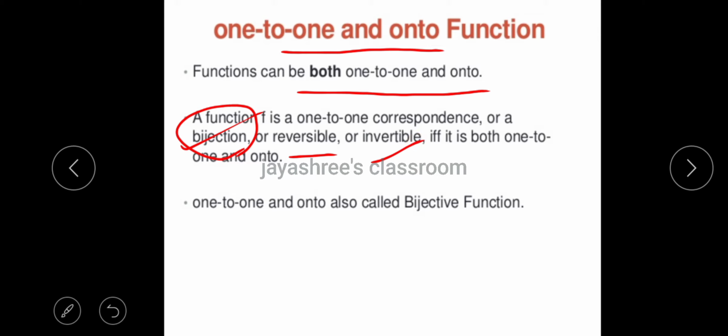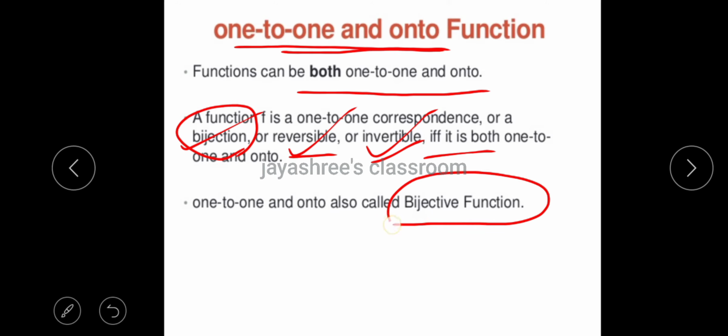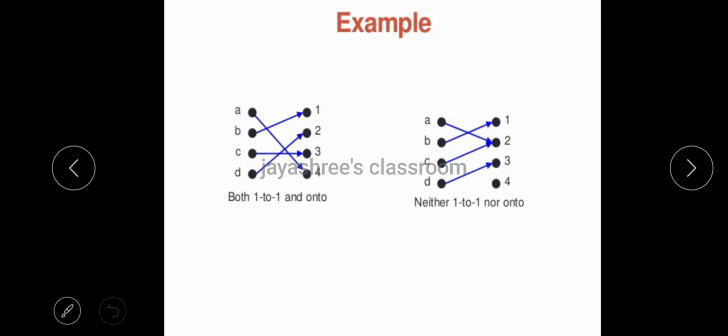Invertible means the function is both one-to-one and onto, if and only if it is both one-to-one and onto. So remember, one-to-one and onto functions are called bijective functions or reversible functions or invertible functions. They are also called bijective functions, as we said earlier.